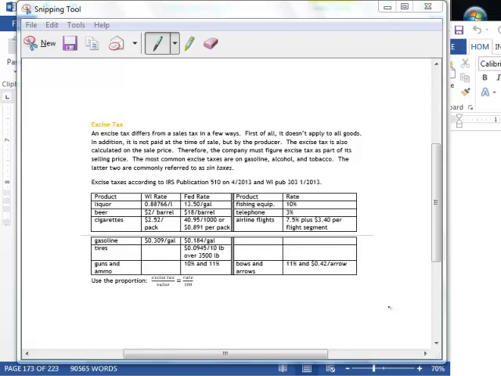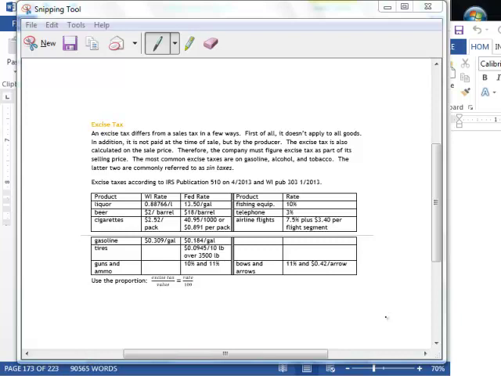The excise tax is also calculated on the sale price, just like the sales tax is. So when a company figures its excise tax, it has to figure that as part of setting its selling price. Here are the different kinds of excise taxes that apply.